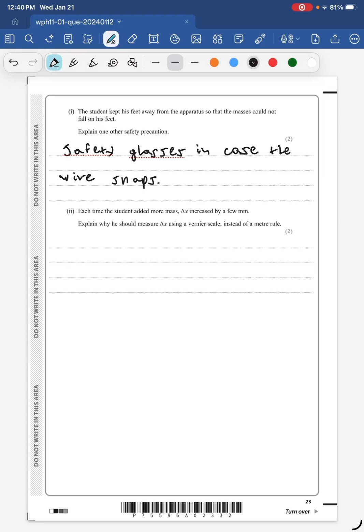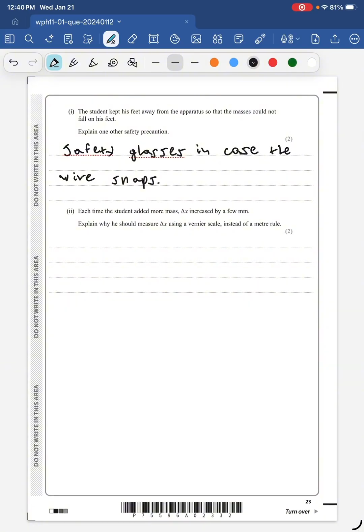Okay. Part 2. Each time the student added more mass, delta x increased by a few millimeters. Explain why he should measure delta x using a vernier scale instead of a meter rule.